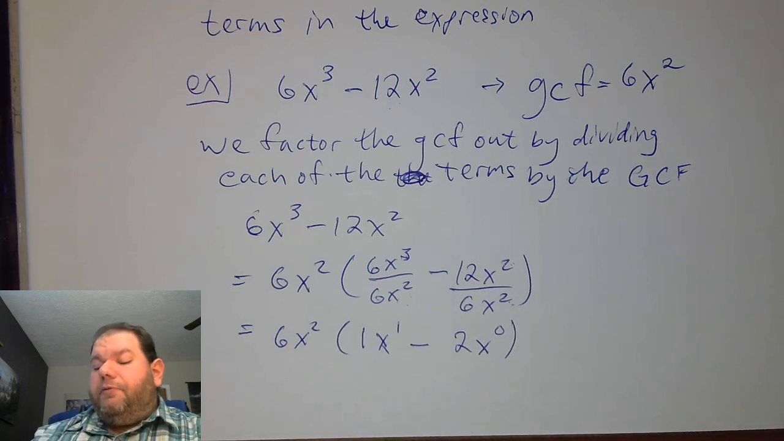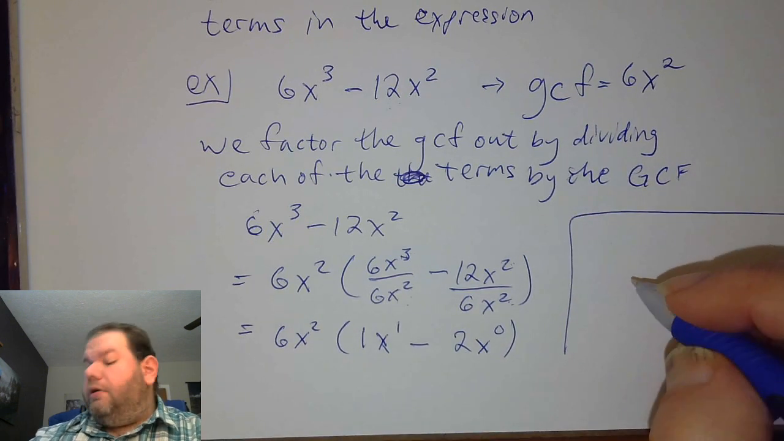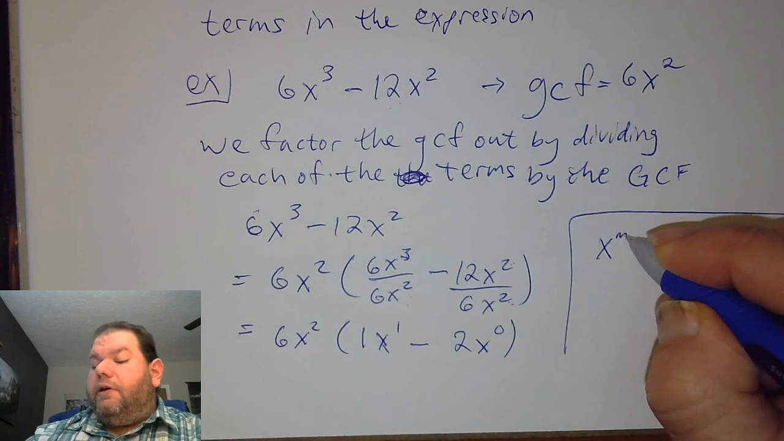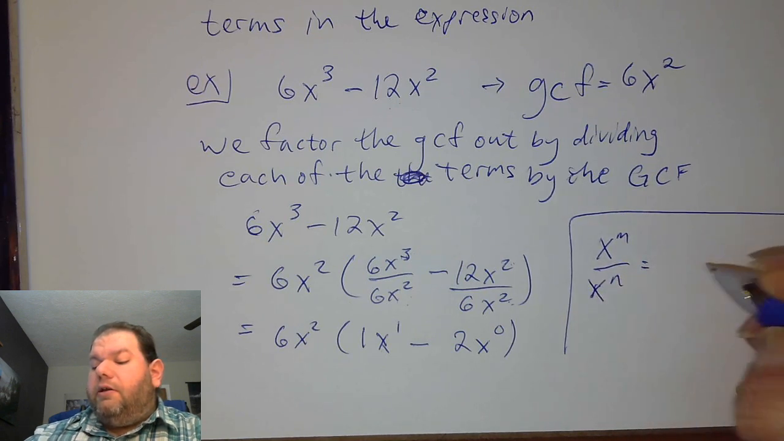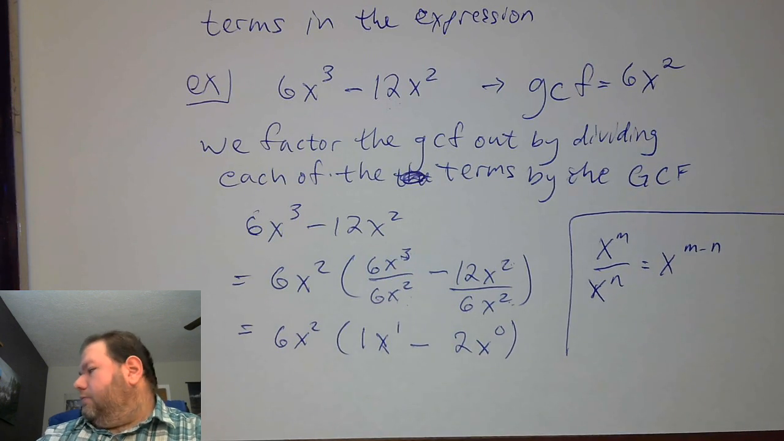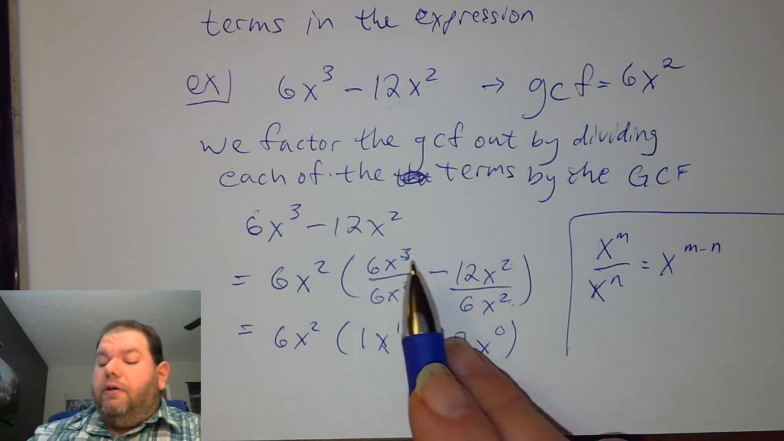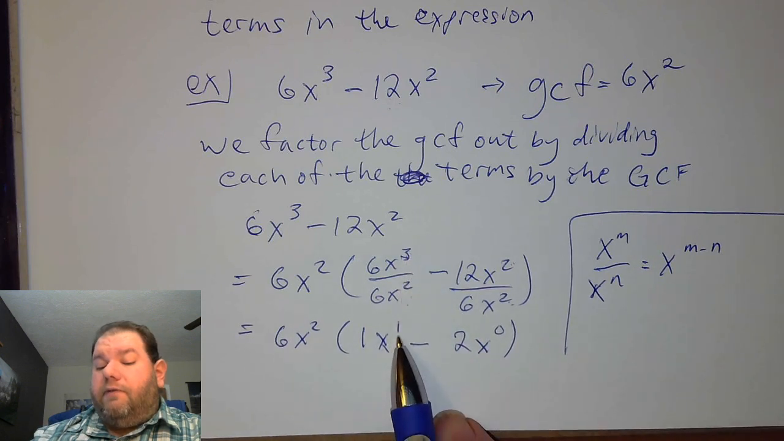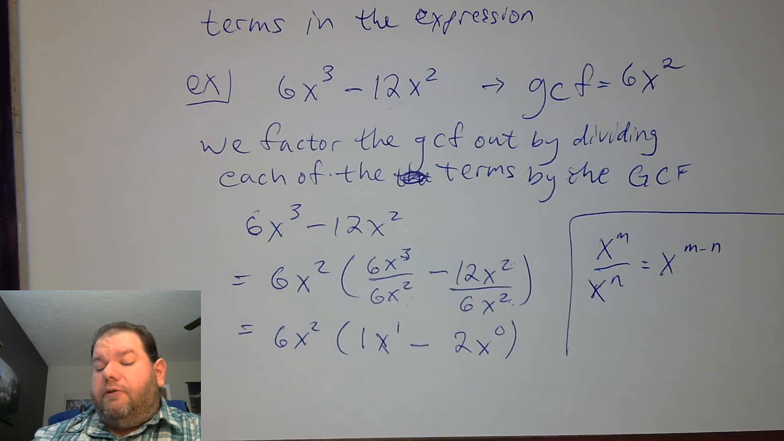Yeah, remember we said if we have x to the m divided by x to the n, that's x to the m minus n. And so we achieve that by subtracting the exponents. 3 minus 2 gave us x to the first. 2 minus 2 gives us x to the 0.